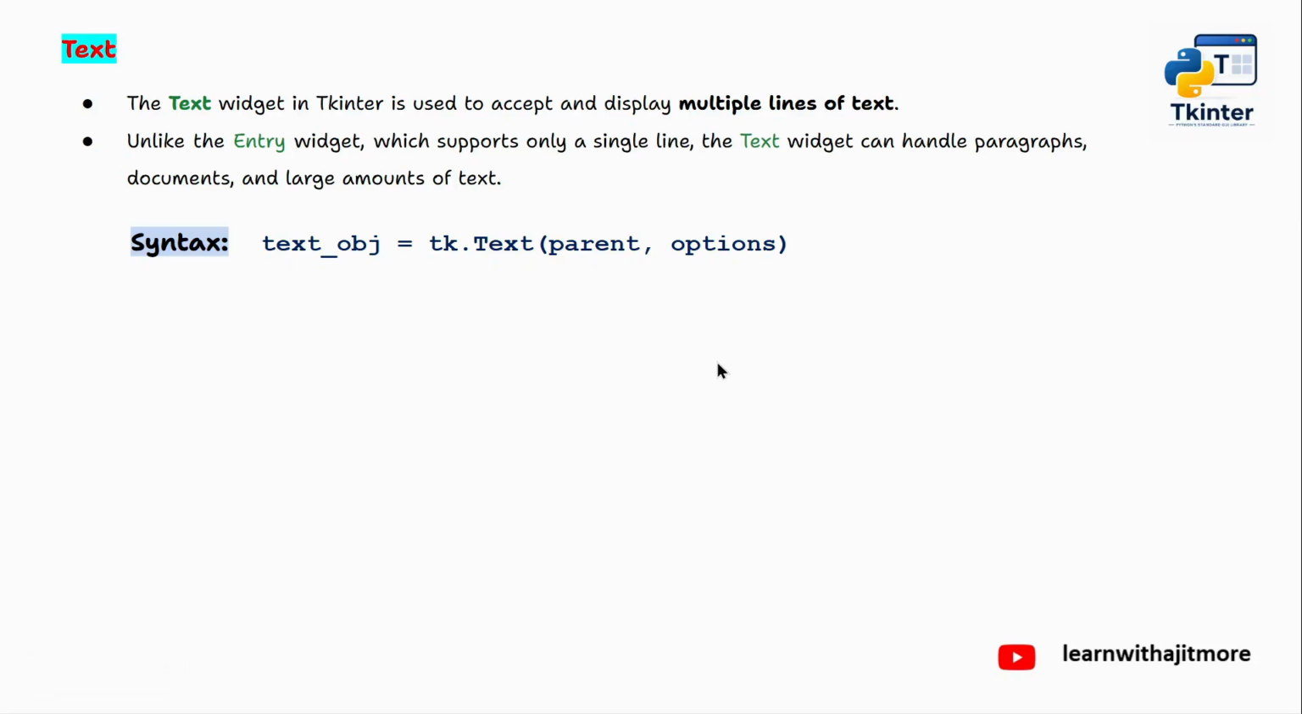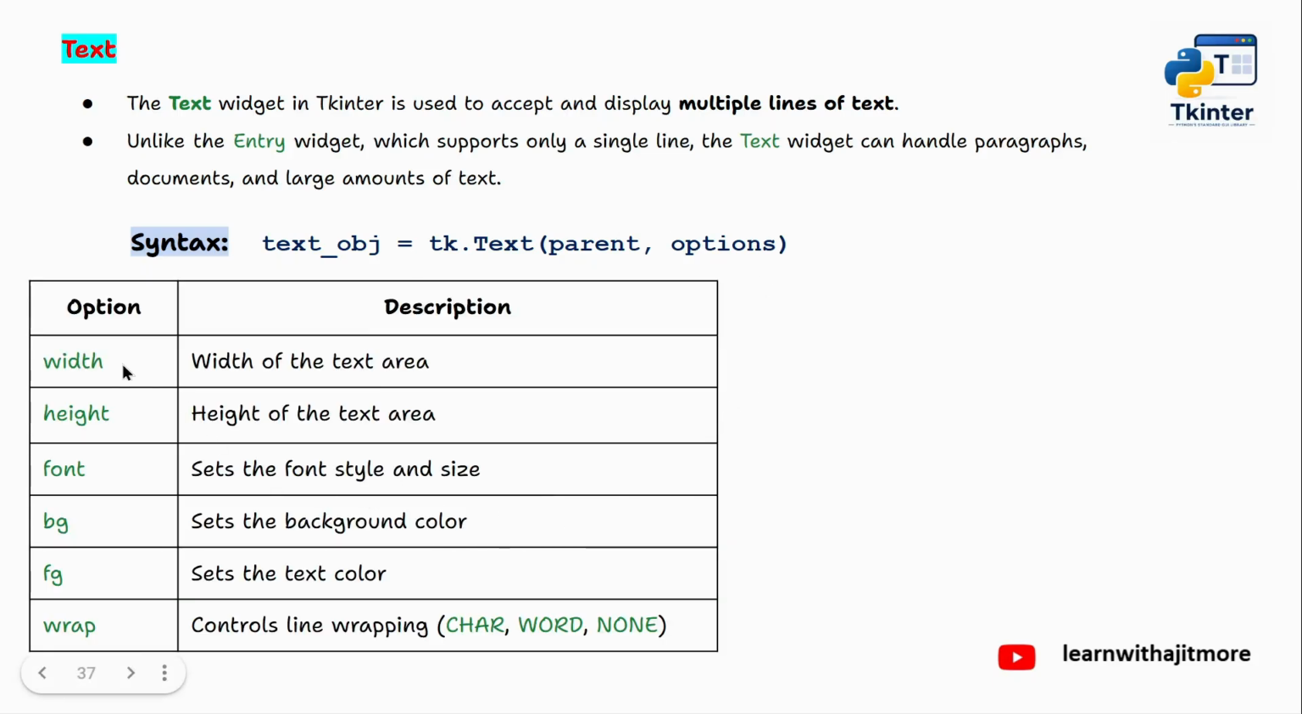Width means how many characters. Then the foreground, background, font. You can set the font. And some methods are there. What all methods are available? I'll tell you. Okay.